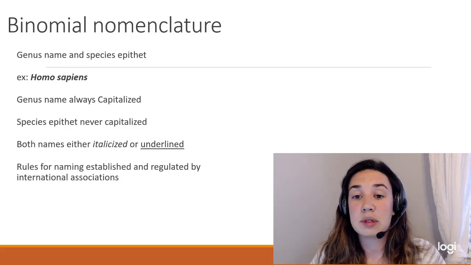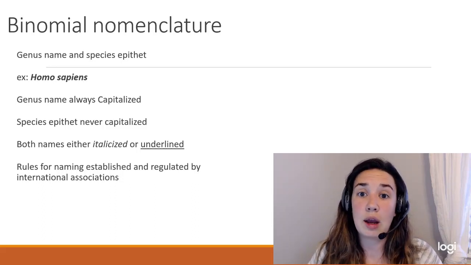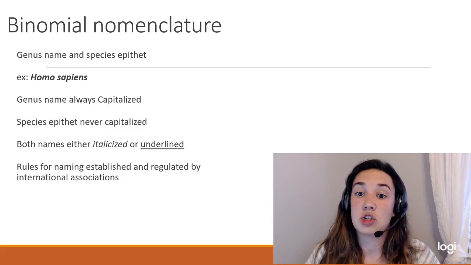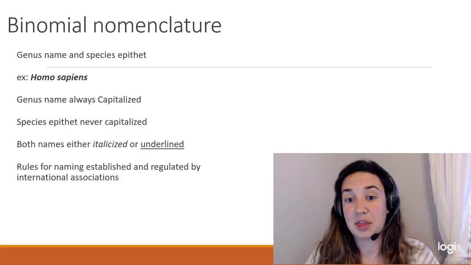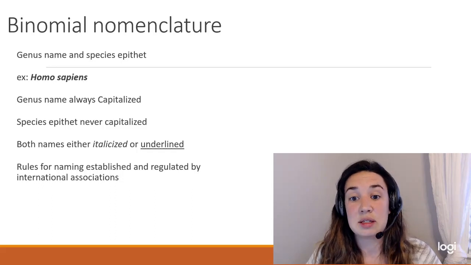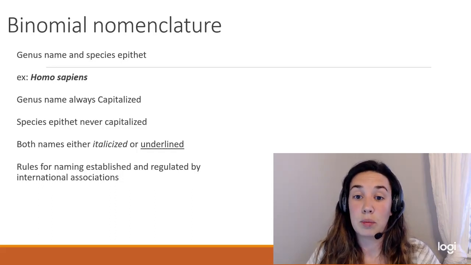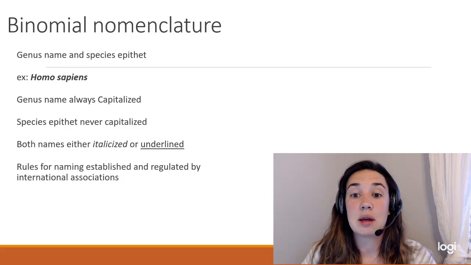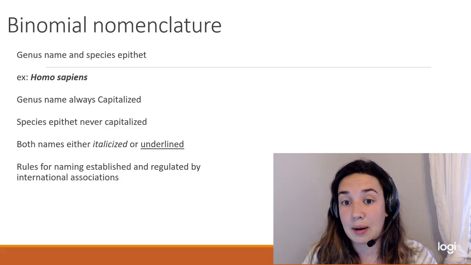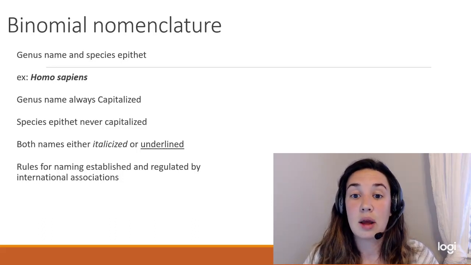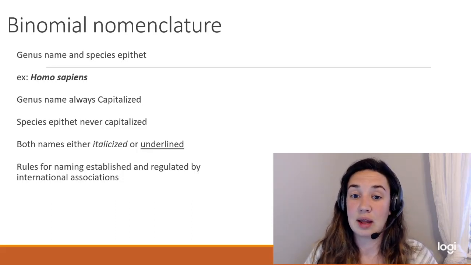So when we talk about humans, we ourselves are Homo sapiens. And so that is our genus name and our species epithet. The genus name, in this case Homo, for Homo sapiens, is always capitalized with a capital letter. So Homo has a capital H for the very first letter.